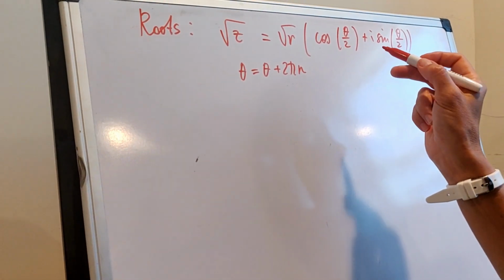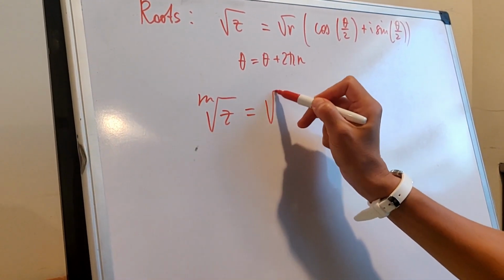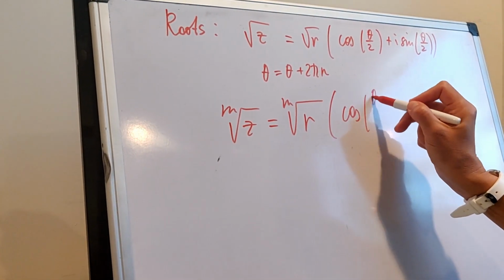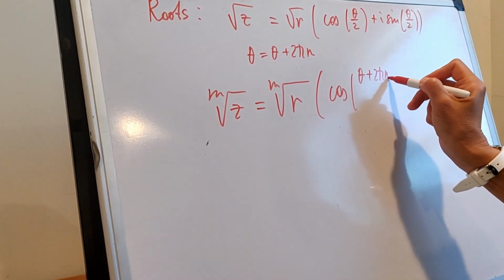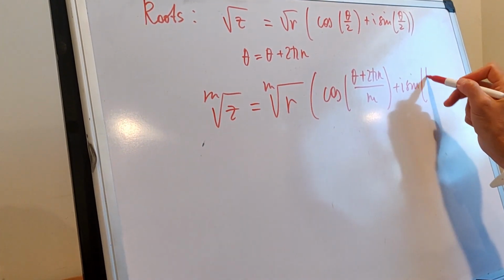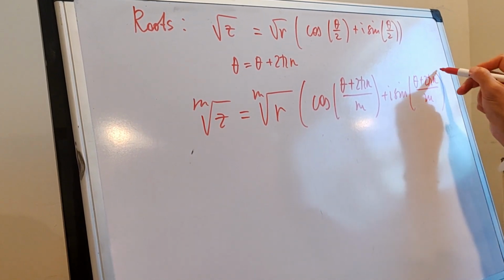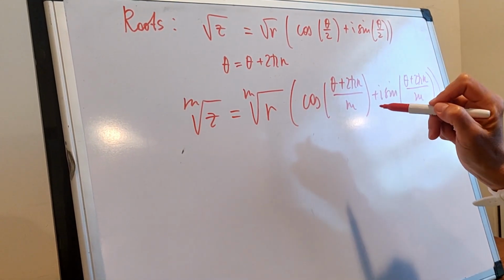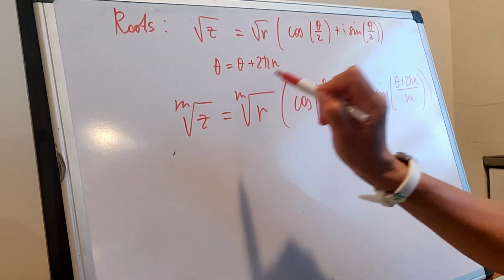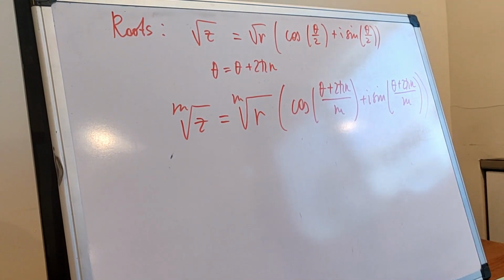Let me write down the general formula for extracting the mth root of z. It's the mth root of r times cosine of (theta plus 2 pi n) over m plus i sine of (theta plus 2 pi n) over m. And how many n's do you need to consider to get all different values for theta? Usually, if it's an mth root, there are going to be m of them. Like for a square root, it's going to be just 2.